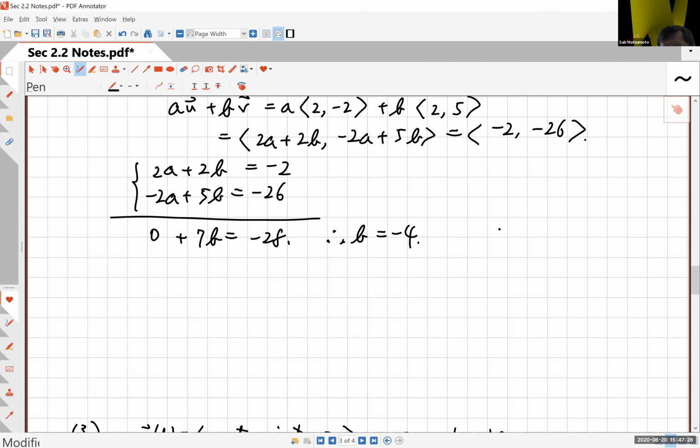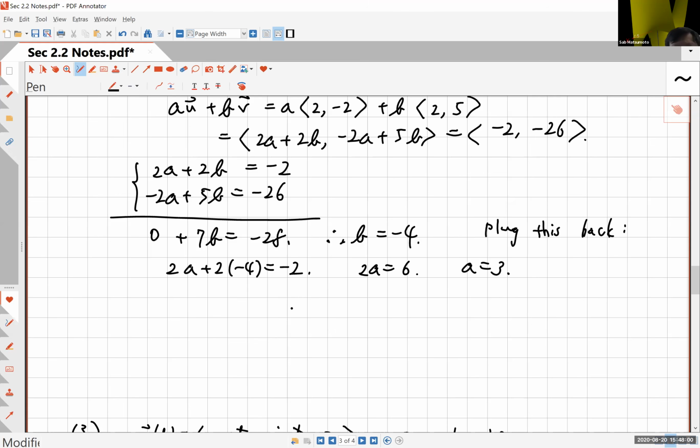Plug this back into maybe the first equation, it says 2a plus 2 times -4 is equal to -2. And that should tell us what that a is, because this tells me 2a is 6. A has to be equal to 3, right? And then you can verify, check your answer. 2 times 3 minus 2 times 4 is clearly -2.